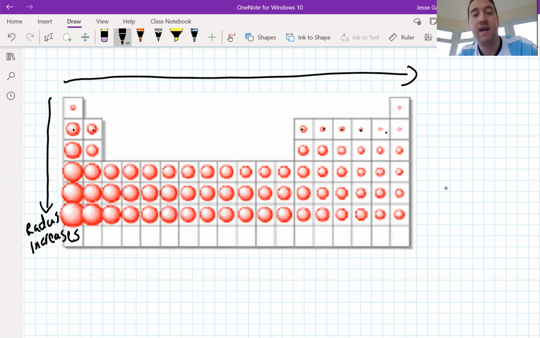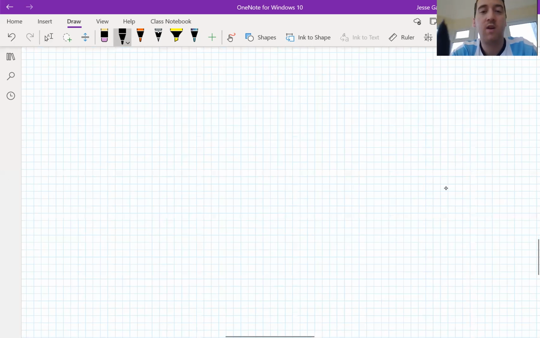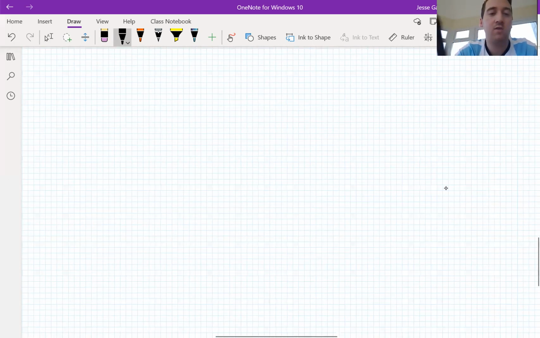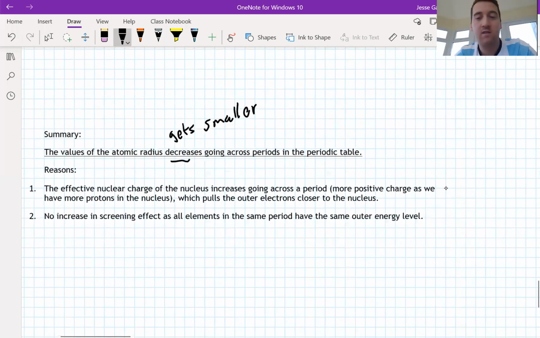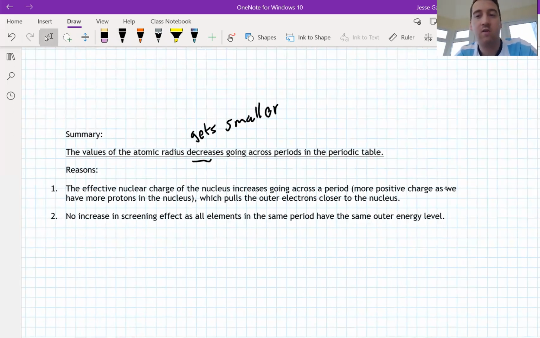And the reason for that, again, is that we have an increasing effective nuclear charge. The nucleus is gaining more protons every time you go over by one, and we're not adding extra energy levels. There are no new energy levels. So that means that electrons are getting sucked closer and closer to the nucleus. Right, it's time to do some practice questions now on that. Actually, I'm just going to leave that screen up there for you to take a note of that stuff. So pause that, take a note of the trend, what happens as you go across, and the reasons.